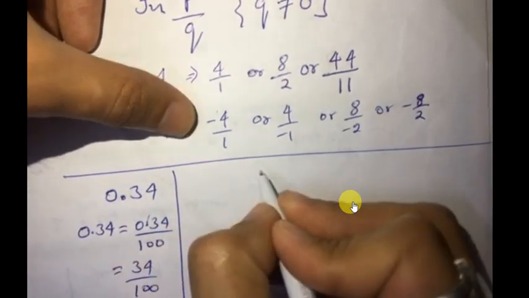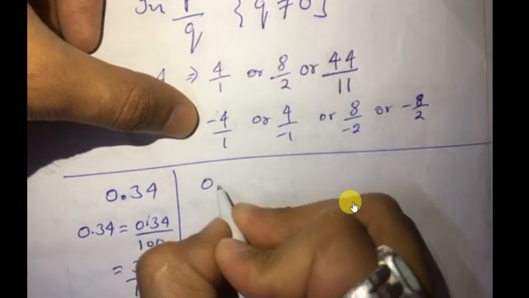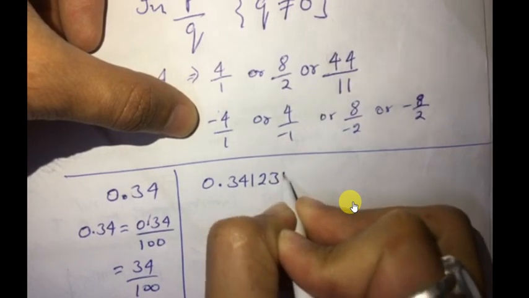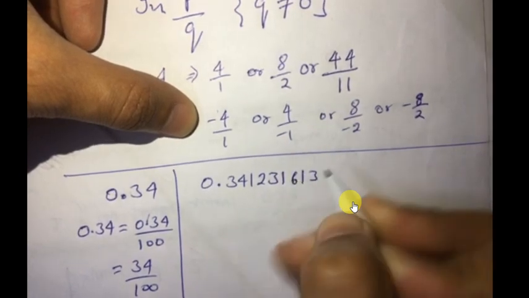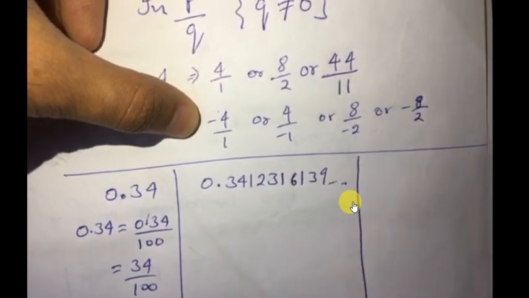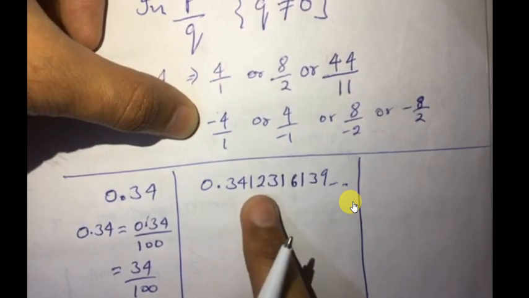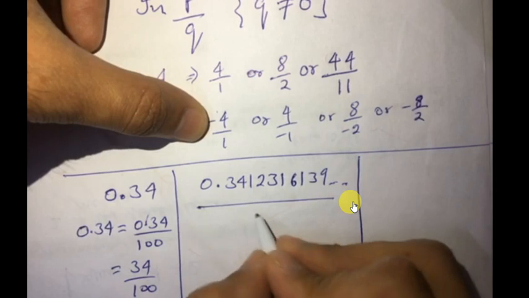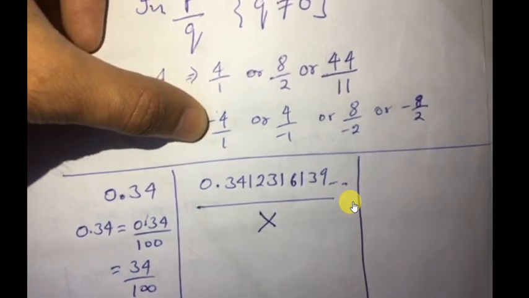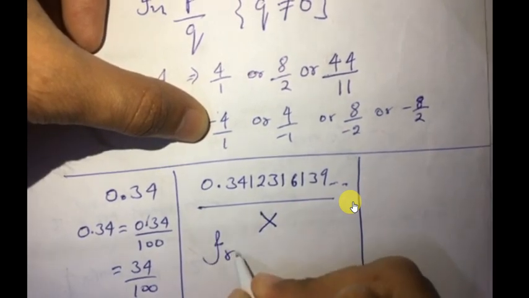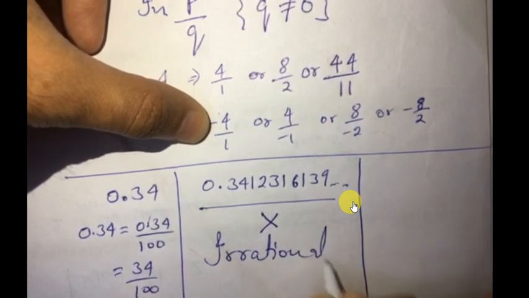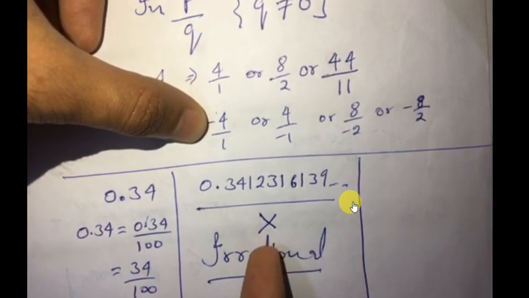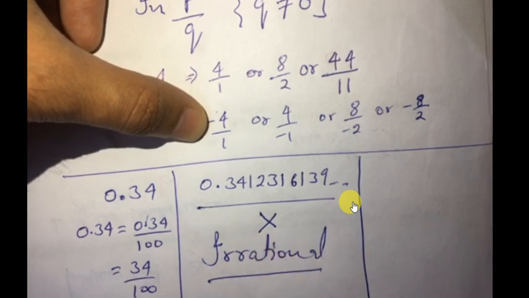Now next is non-terminating decimal numbers, which go on and on. This is a non-terminating decimal number. These types of numbers cannot be converted into rational form because they are irrational. So they cannot be converted into rational form.